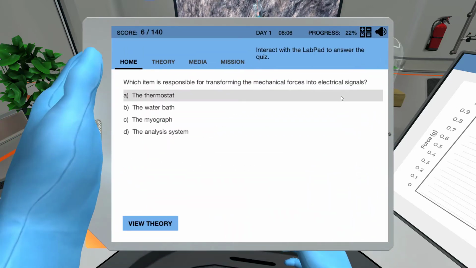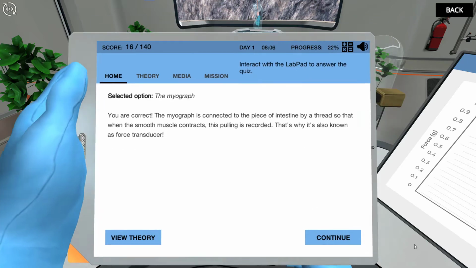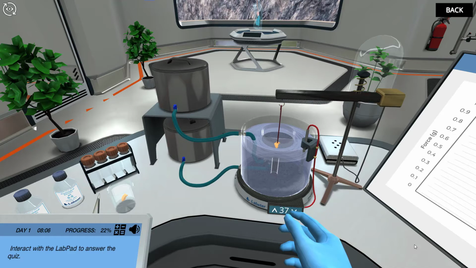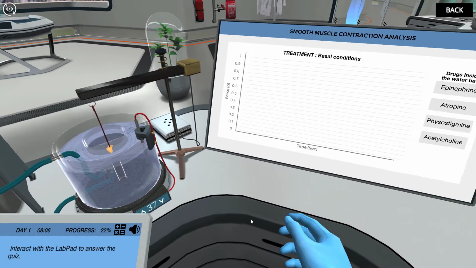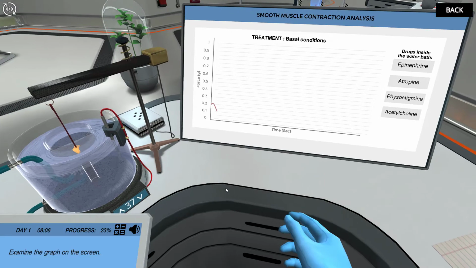Which item is responsible for transforming the mechanical forces into electrical signals? You are correct. The myograph is connected to the piece of intestine by a thread so that when the smooth muscle contracts, this pulling is recorded. That's why it's also known as force transducer. Examine the graph on the screen.